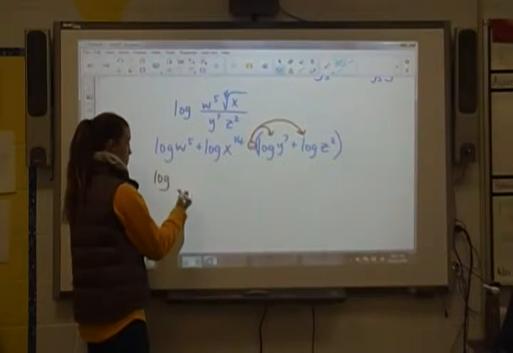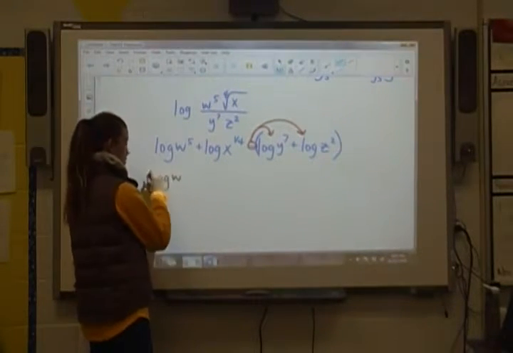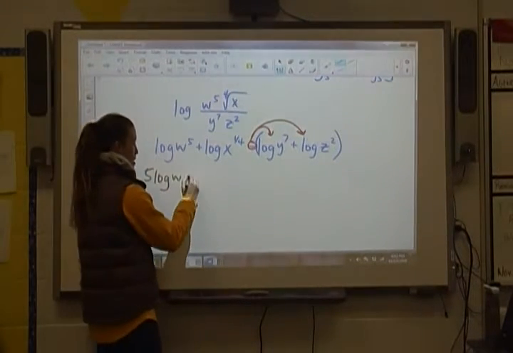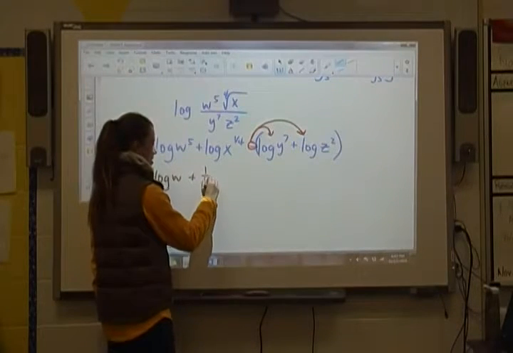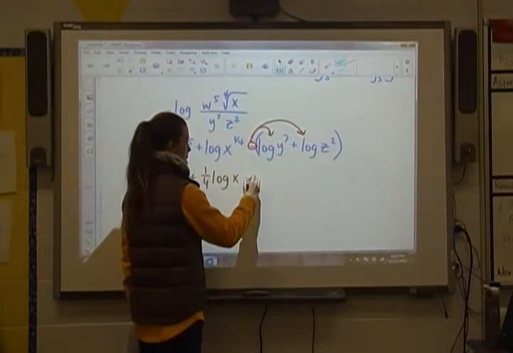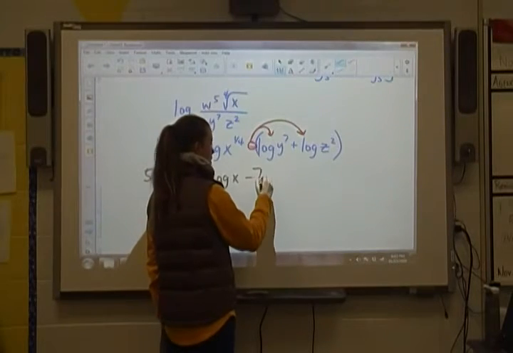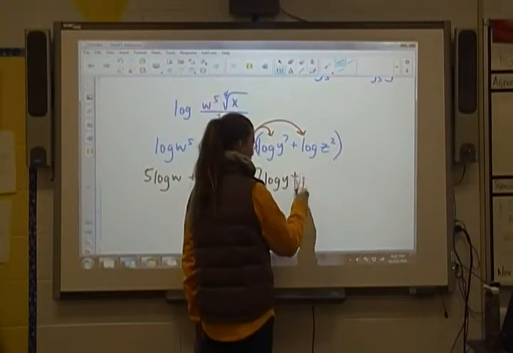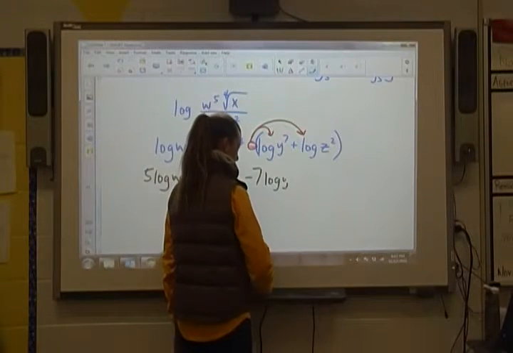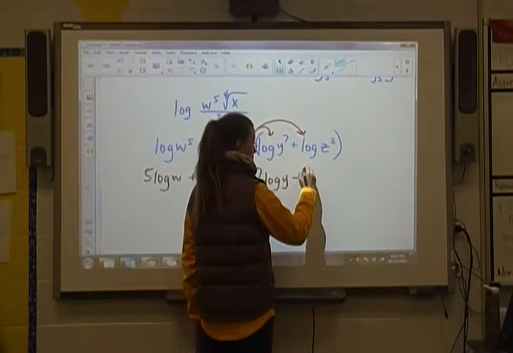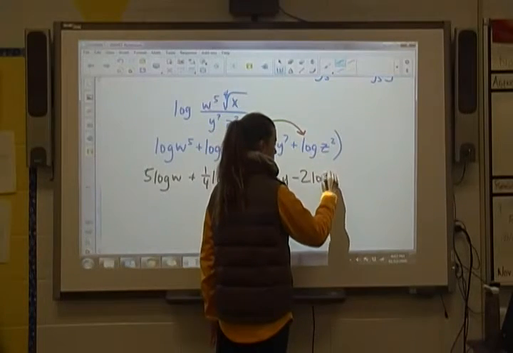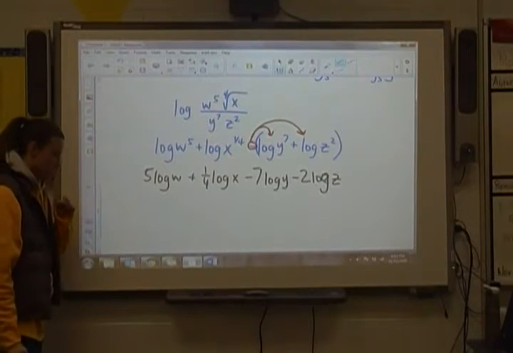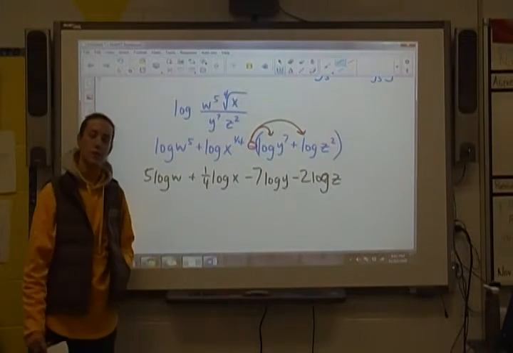So log w, we're going to move my 5 in front. So 5 log w plus 1/4 log x minus 7 log y, or loggy, minus 2 log z. All right, if you followed that one, then you're in good shape.